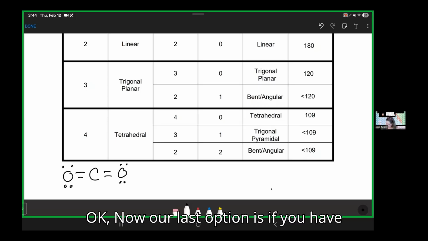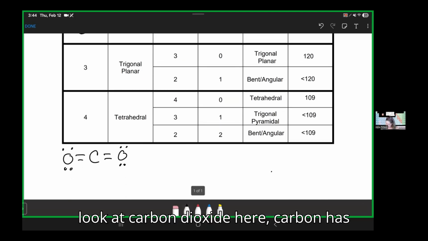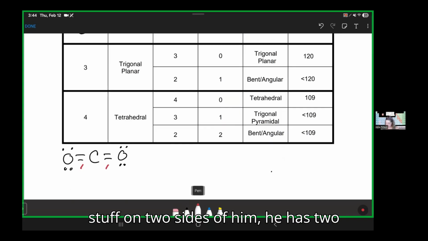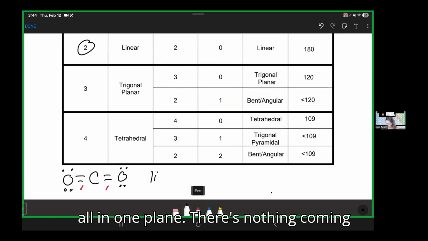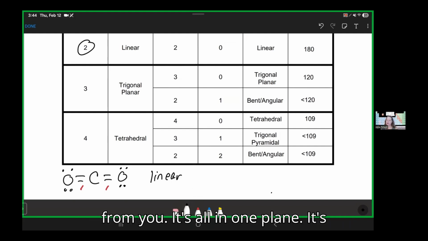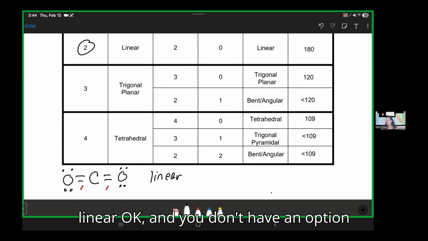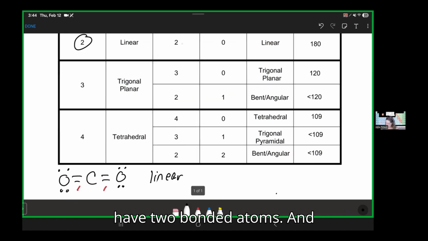Now our last option is if you have only 2 groups around you. If we look at carbon dioxide here, carbon has stuff on 2 sides of him, which is 2 groups. That is linear. And that is also all in one plane. There's nothing coming at you. There's nothing going away from you. It's all in one plane. It's linear. And you don't have an option to have lone pairs on a linear. You have 2 bonded atoms and no lone pairs.